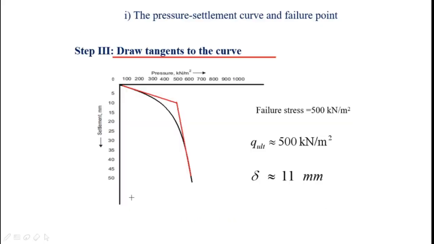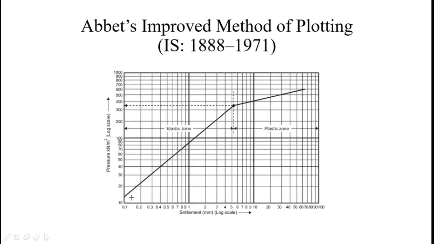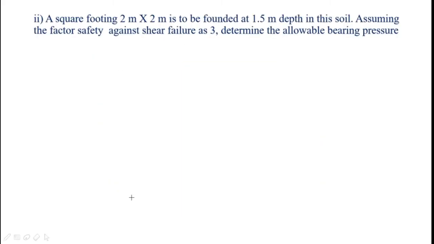We have determined the failure stress and ultimate bearing capacity of the plate. In part 2, what is being asked of us: if a square footing of 2 meter by 2 meter is founded onto the same soil, what will be its bearing capacity if you consider a shear failure factor of 3? Okay, this is what we have to do in part 2.